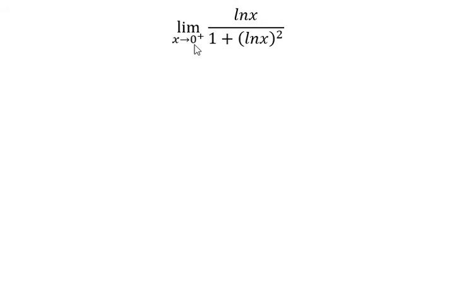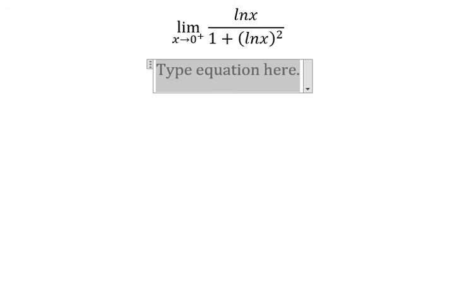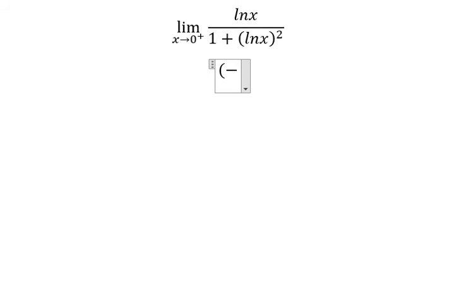When s approaches the number 0 from the right, this one will go to negative infinity. This one will also go to negative infinity, but we have the power 2, so this one goes to positive infinity. So we have negative infinity divided by positive infinity. For this situation, we will use L'Hospital's rule.